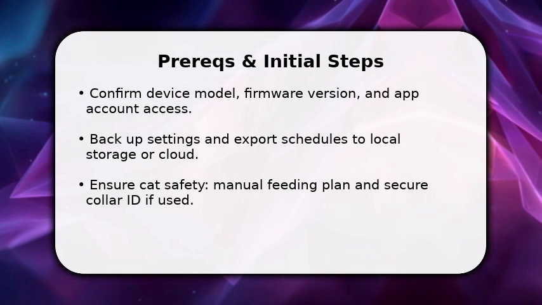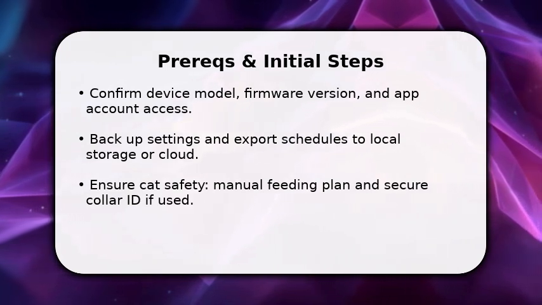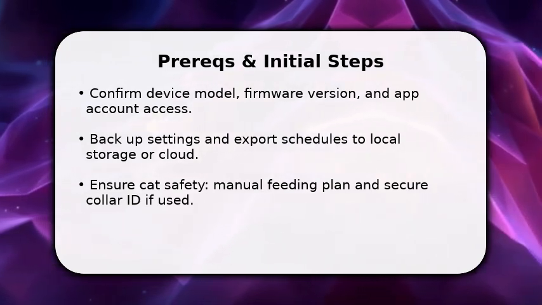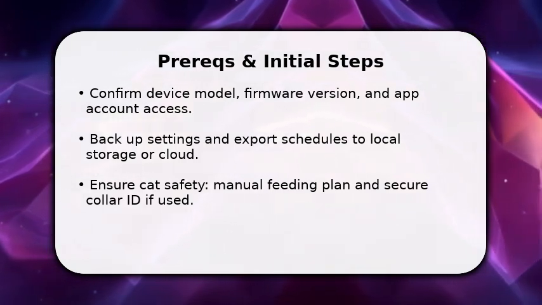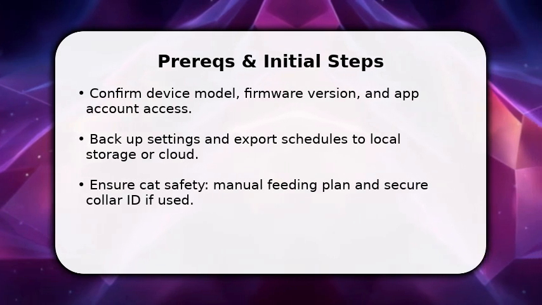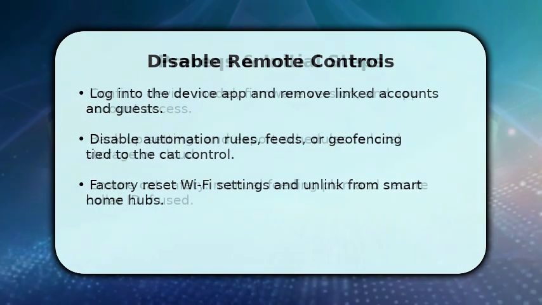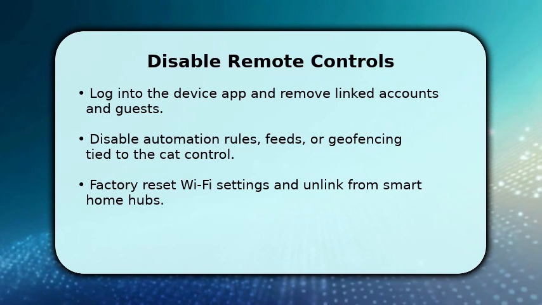Make sure your cat is fed manually and any collar or smart tag is removed or secured. This prevents accidental lockouts while you change controls. You're starting the removal now to avoid surprises later. You now disable remote access inside the app.